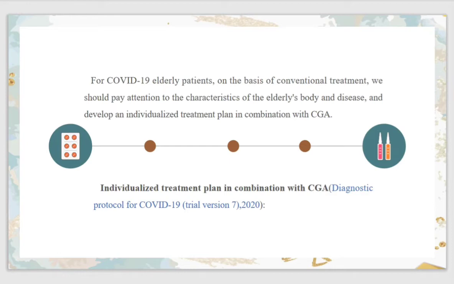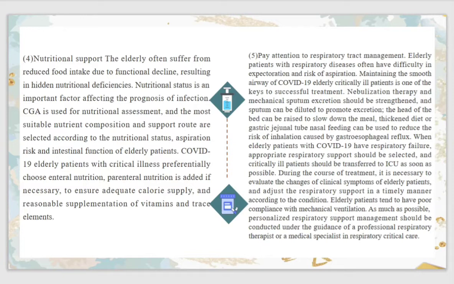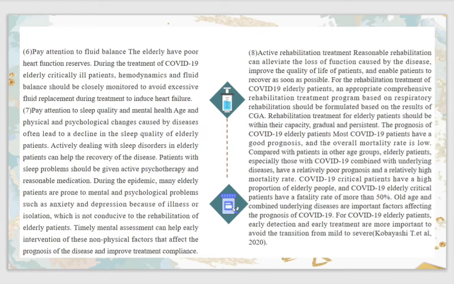Number one, attention to vital signs. Number two, comprehensive treatment of multiple diseases. Number three, reasonable medications to reduce the risk of multiple medications. Number four, nutritional support. Number five, pay attention to respiratory management. Number six, focus on required balances. Number seven, pay attention to sleep quality and mental health. Number eight, active rehabilitation for COVID-19 elderly patients.